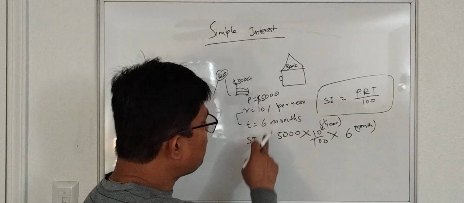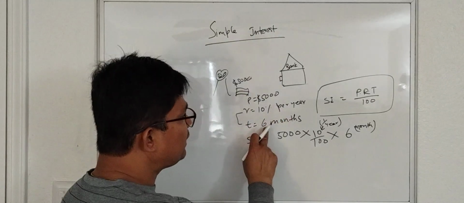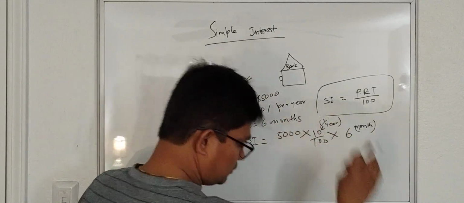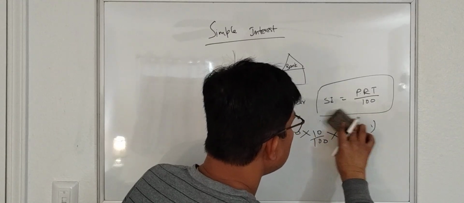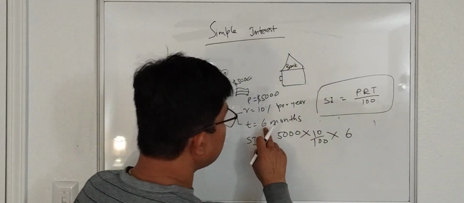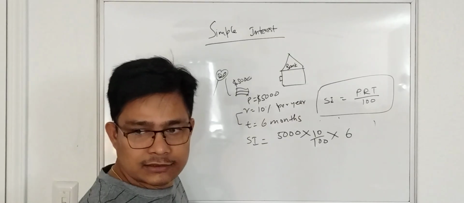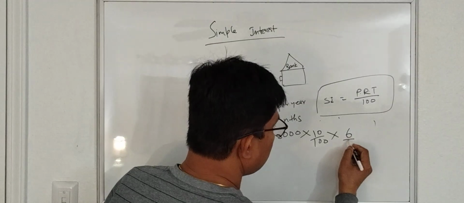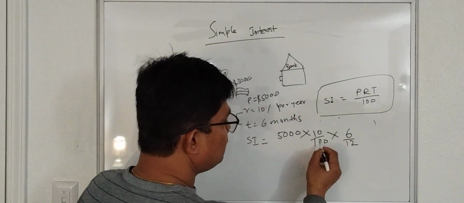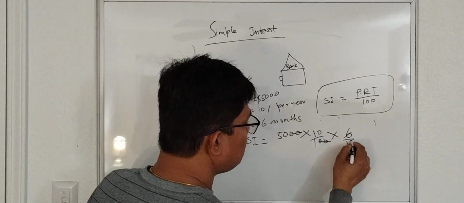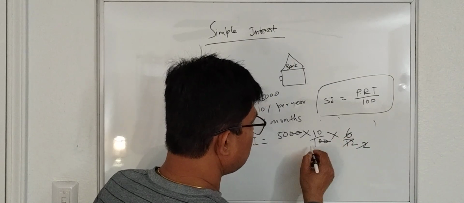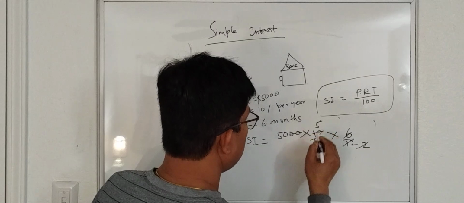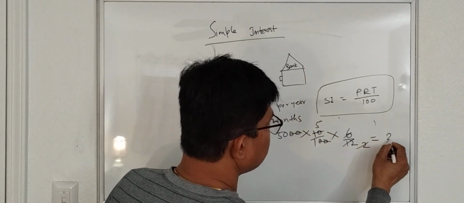So here I am not converting into per month. I will convert this month into years. So 6 months is 6 by 12, which is half. So this cancelled out. This is 1, 2, and this is 5, which is $250.